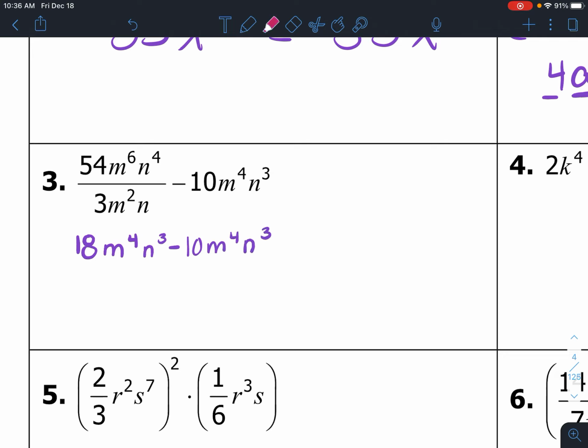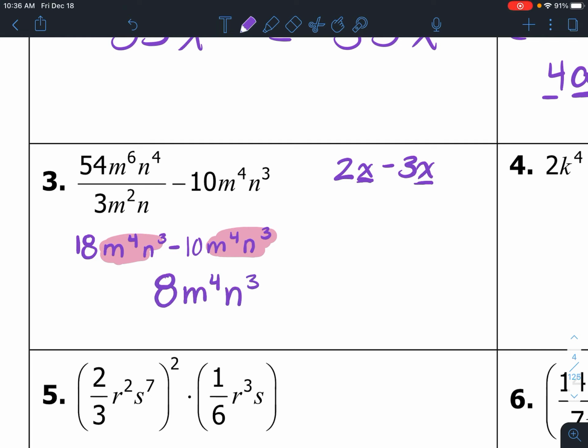Now if you look, our variables here are the same, so we can combine like terms. Okay, I'm not going to do anything with those variables. It's just like subtracting 2x minus 3x. I have the same variables here, so I just subtract the numbers. So 18 minus 10 is going to be 8 m to the 4th n cubed.